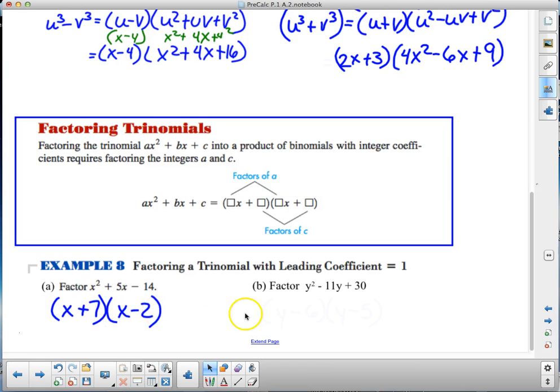Got it factored. Same idea here, two numbers that multiply to be 30, but add to be 11. Because it's positive 30 here, they are both either positive or negative. So let's see what it is. Because of this value here, they're both negative. So it's got to be 6 and 5.